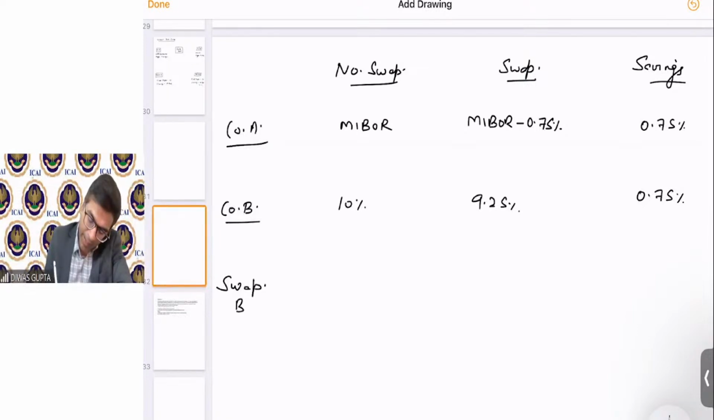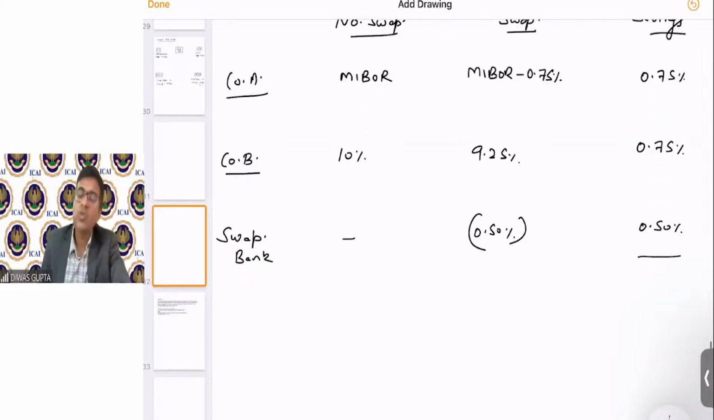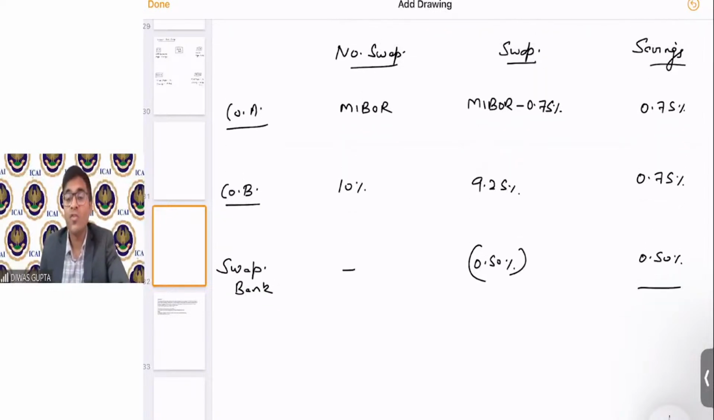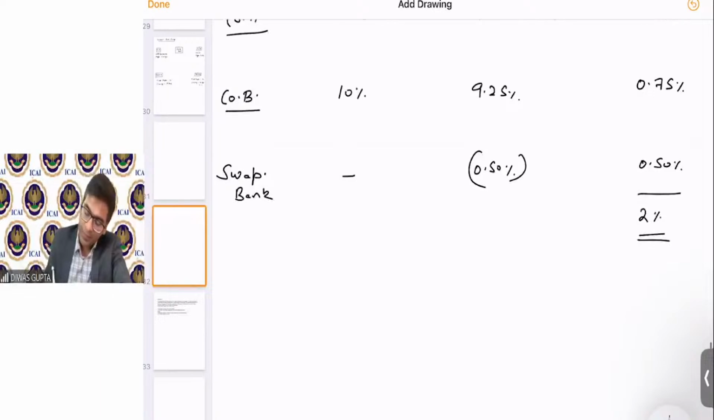And finally, the swap bank. Had there been no swap, there is nothing. Since there is a swap, there is a 0.50 percentage income that the bank is enjoying. And hence the overall saving is 0.5% for the bank also, because in no swap, the swap bank was not earning anything. So 0.75 plus 0.75 plus 0.5 is actually 2%. Correct? So the total is 2%. And what is this 2%, students?